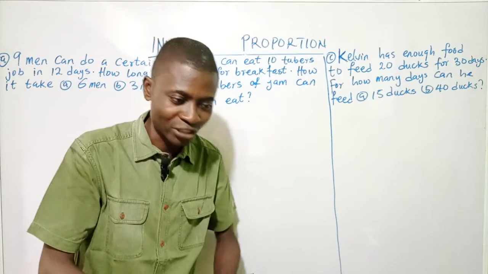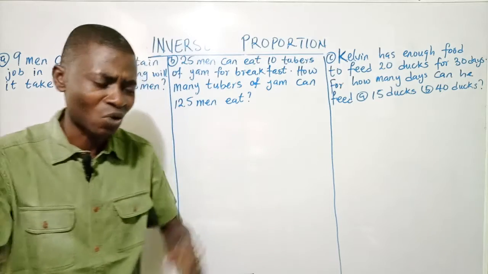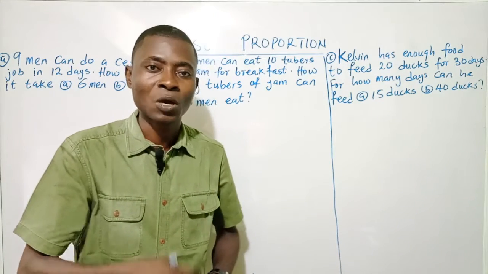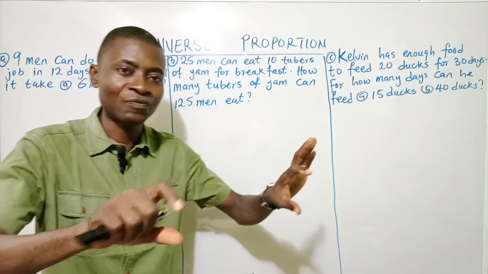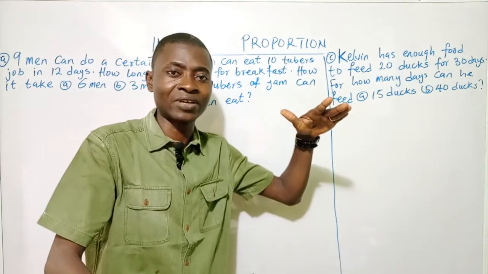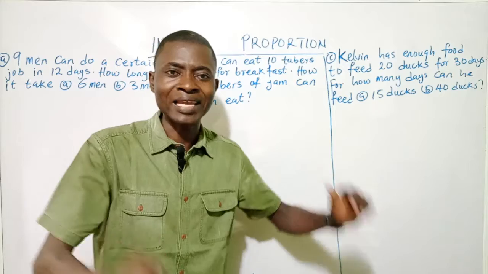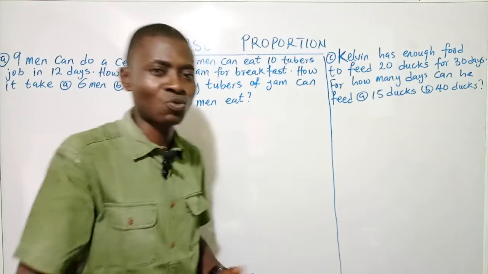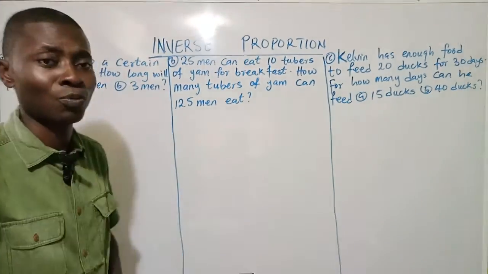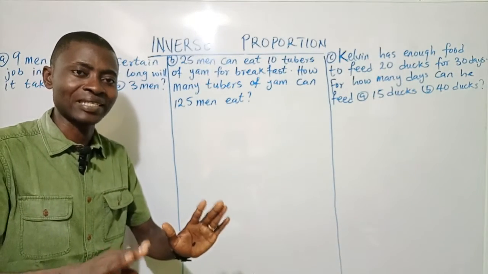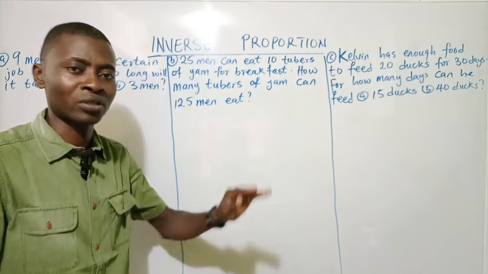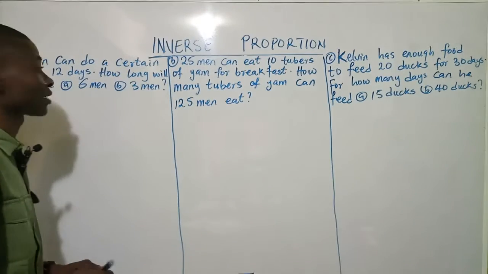So when you see a question, it is very easy to know whether this is a direct proportion or an inverse proportion, based on the figures you'll have there. If you notice that when one quantity is increasing, the other quantity is decreasing, that means it is an inverse proportion. Please follow me as I solve these questions on the board to prove that in inverse proportion, when one quantity is increasing, the other one decreases.